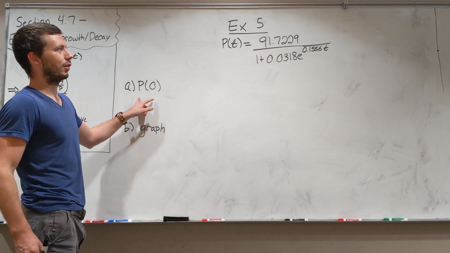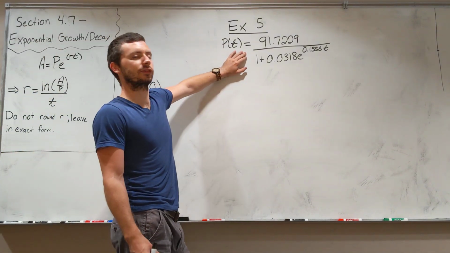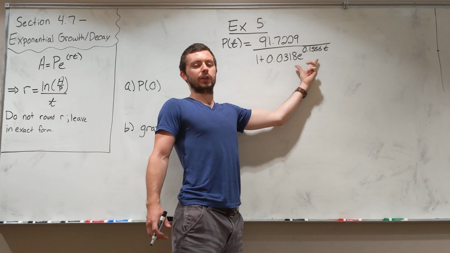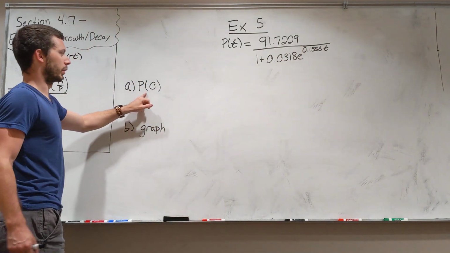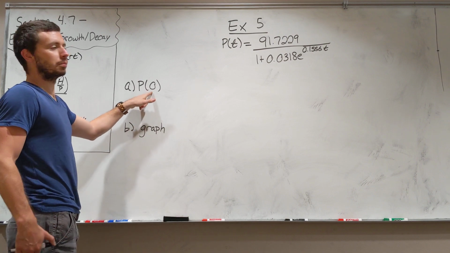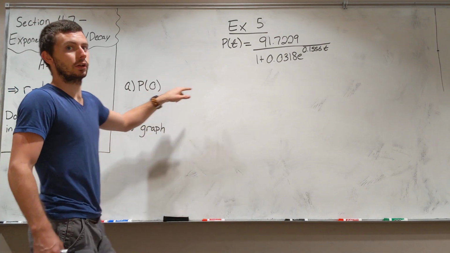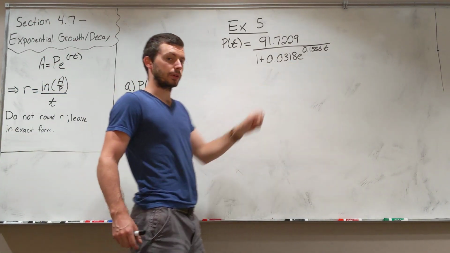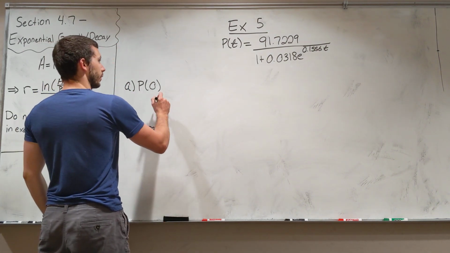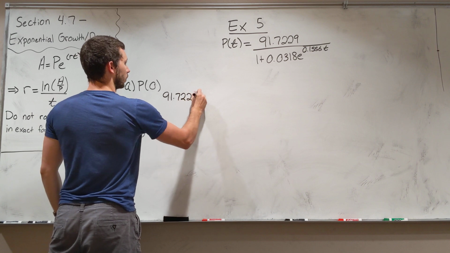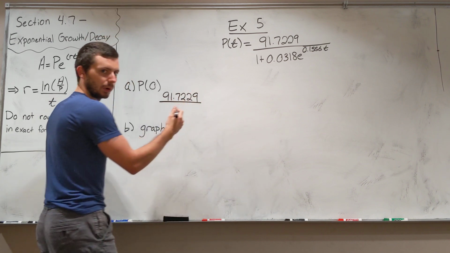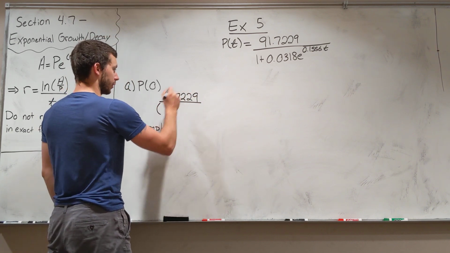So this is a logistic model. There is an exponential function in the denominator, and it starts off by asking to simply plug in 0 for t, all the way over here. Whenever you do that, it's going to be a straight calculator problem. And I would recommend putting parentheses around the denominator.